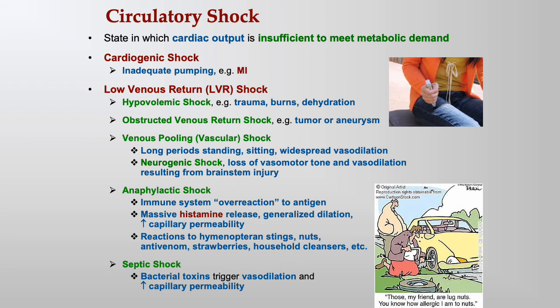Pause the video. So epinephrine, remember, is going to influence alpha receptors and beta receptors. It's going to cause peripheral vasoconstriction, increase heart rate, and increase contractility. All of those things are going to make blood pressure go up, and that saves you. And then down at the bottom, you see, those, my friend, are lug nuts. You know I'm allergic to nuts.